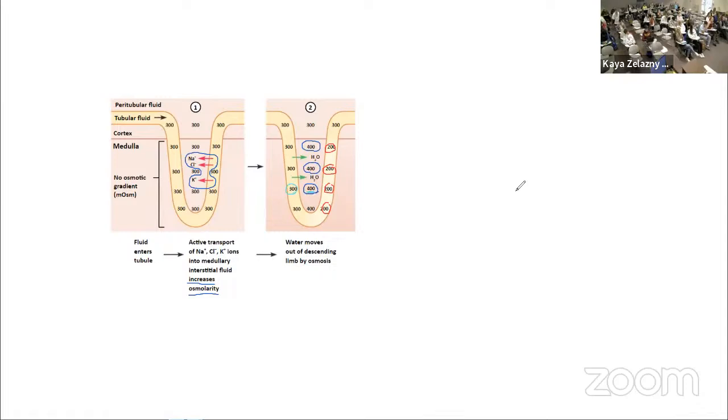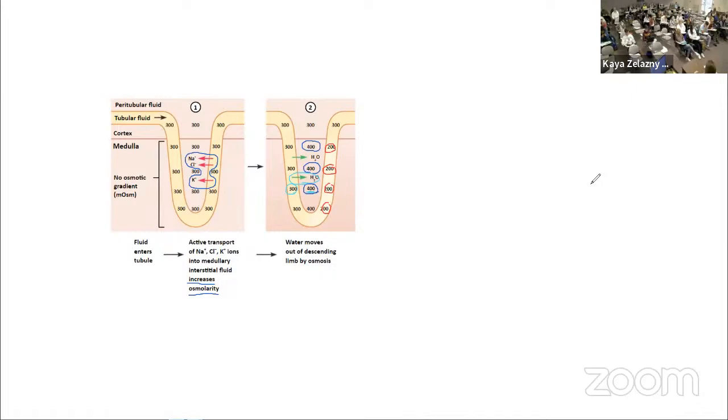So this means that we're exerting a pull on the water in the fluid. So that 400 is pulling from the 300, it's pulling water. We think of high numbers of osmolarity as exerting a pull on water towards them. Okay. So we're now going to see water moving out of the descending limb. Water is being pulled by that greater osmolarity, so it wants to move out of the descending limb.